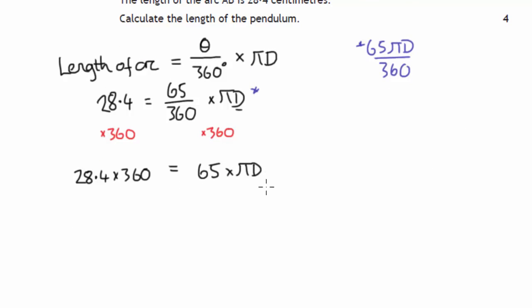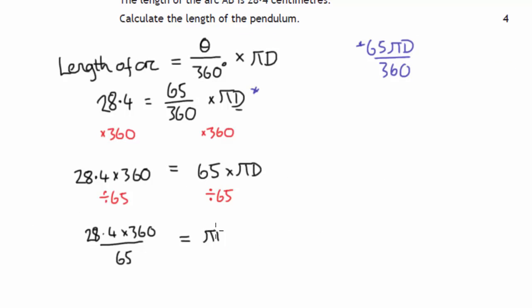Now, we want to get rid of that 65, so you do the opposite of what's happening. This diameter's been times by 65, so just do the opposite. So this time we're just going to divide by 65, and obviously we have to do it to the other side. So what we now have is 28.4 times 360, and that's going to be divided by 65. Okay, and that is equal to pi d. I'm going through this in a lot of detail.